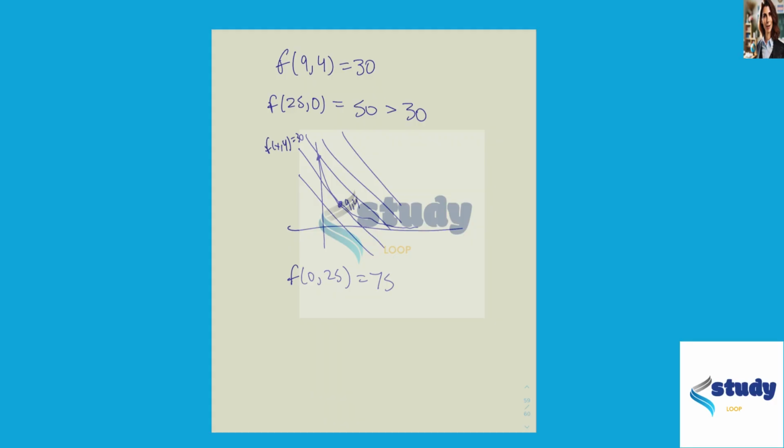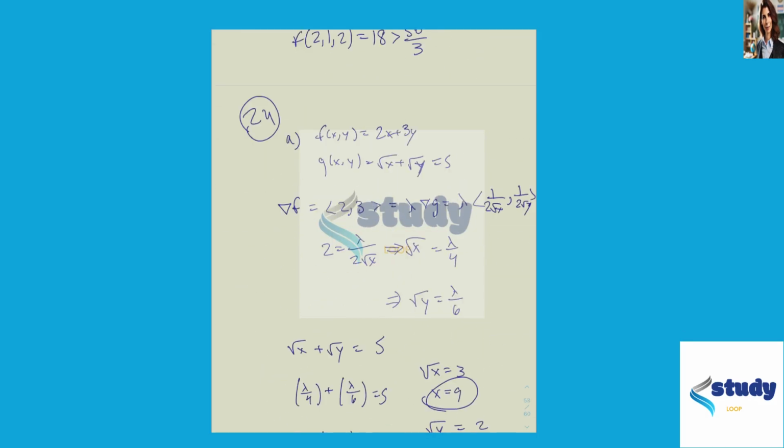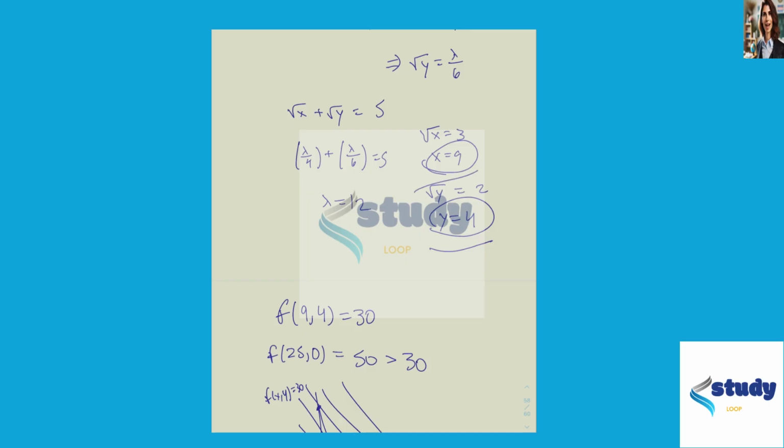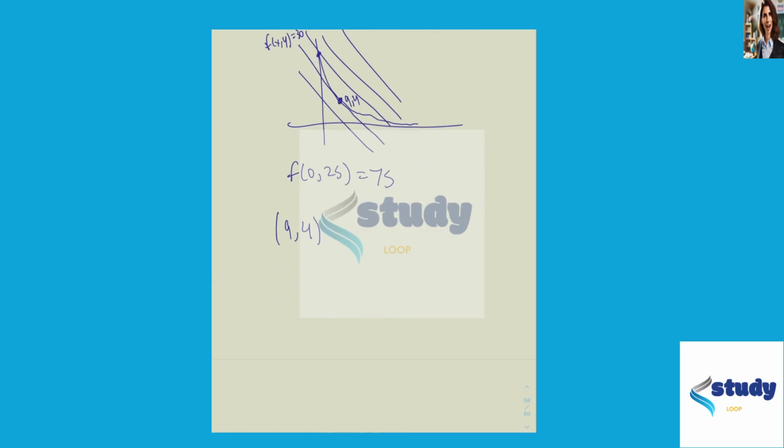Then we want to look at the significance of (9, 4). So we know that (9, 4) was the point that we got previously up here. And this point is significant because, as we've seen from the level curve, it is the absolute minimum of f subject to g. So right here, it's this value right here, it's the absolute minimum.